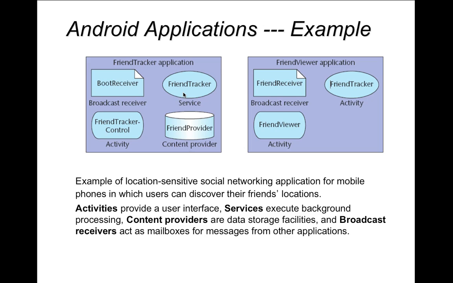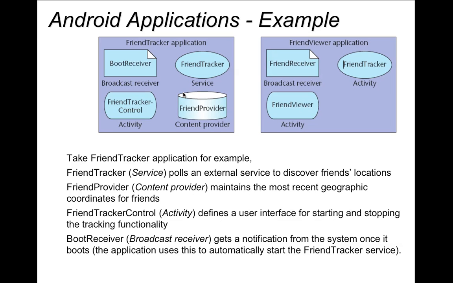The content providers are data storage facilities. The broadcast receivers act as mailboxes for messages from other applications. So we have those broadcast receivers also working with this. So take Friend Tracker as an example. What are some of the security things to look at in terms of the design of this type of application? Friend Tracker, the service pulls the external service to discover friend locations.